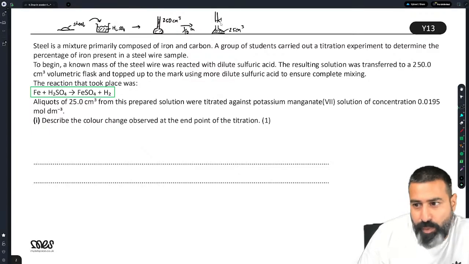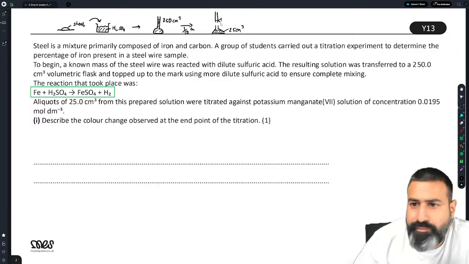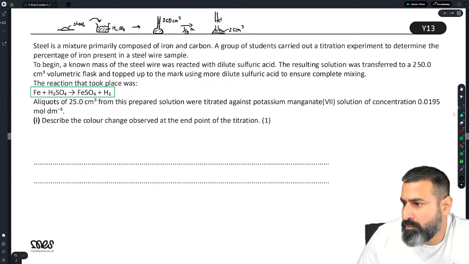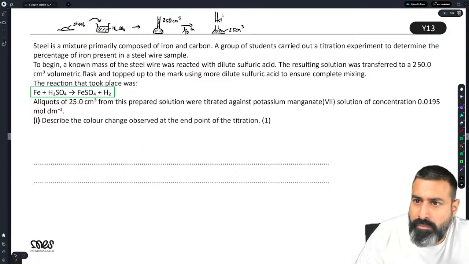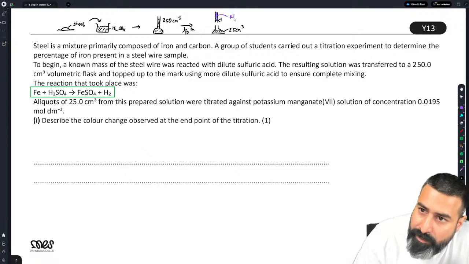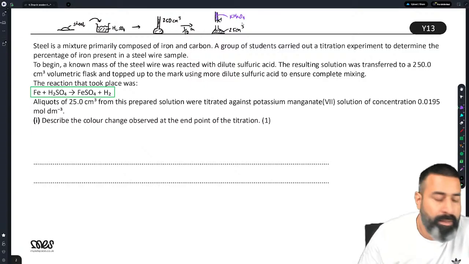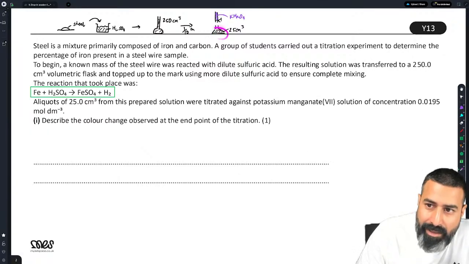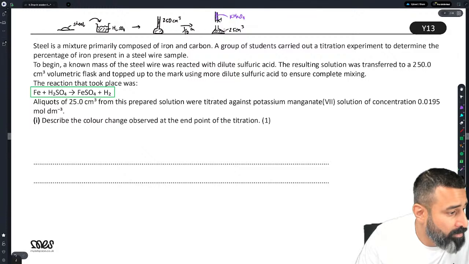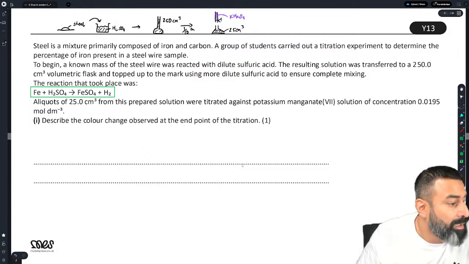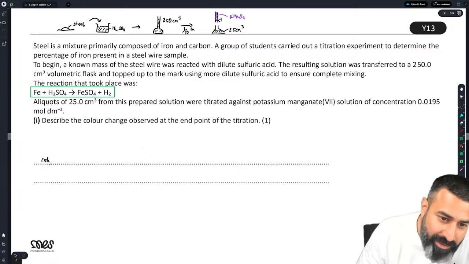And then we're doing a titration with what? What's in the burette? It's a beautiful purple color. KMnO4, absolutely good. Okay, so we've got to describe the color change that's observed at the end point of the titration. So I guess the question I'm asking is, what is the color in the conical flask to begin with? Yes, absolutely.